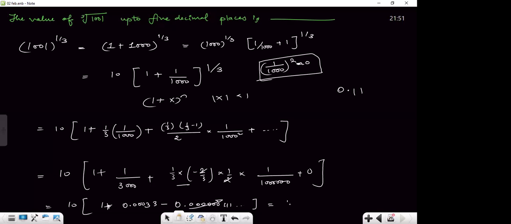So this becomes 10 into 1.000333. Let's now multiply. Let's just shift the decimal to its right place. This is our answer. This is one application of binomial theorem that we are seeing.